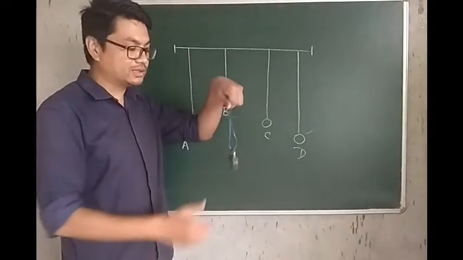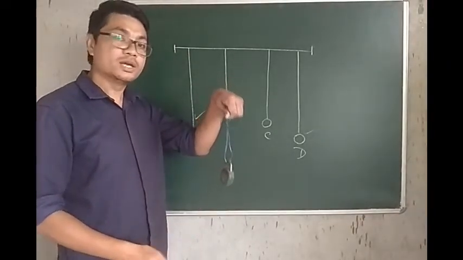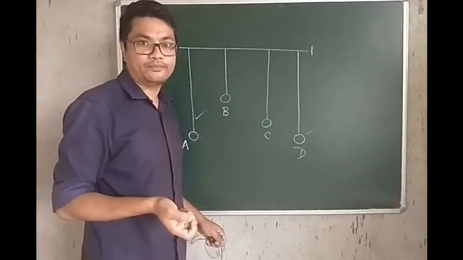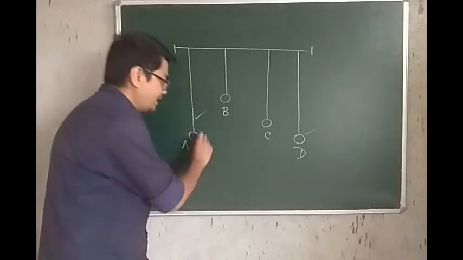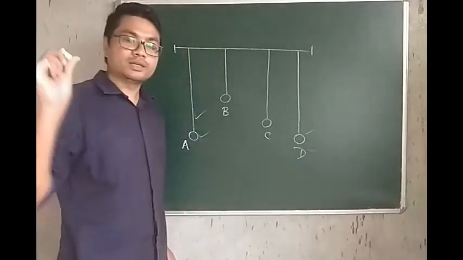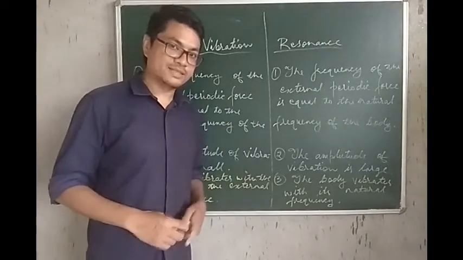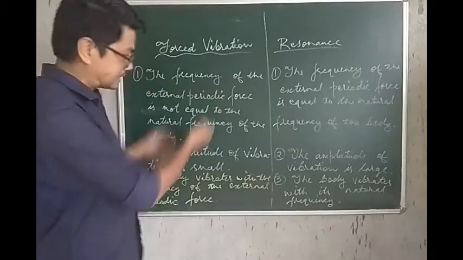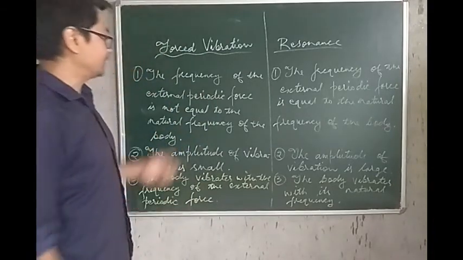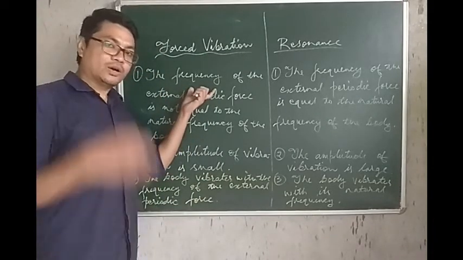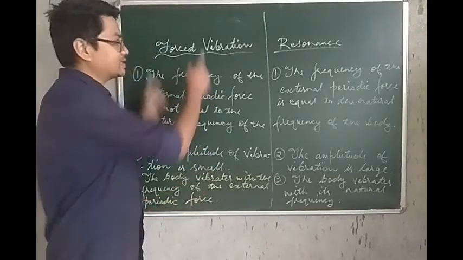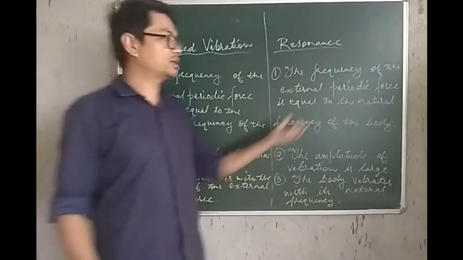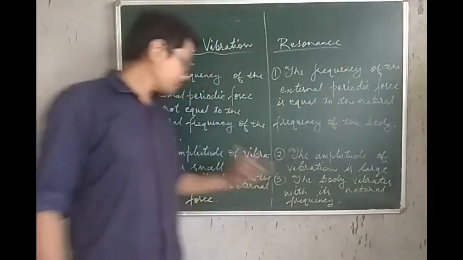They only oscillate like this, very slow oscillations. So B and C are undergoing forced vibration, but A and D are undergoing resonance. So mind you, class 10, if you're asked the differences between forced vibration and resonance, you can give these differences. The frequency of the external periodic force in case of forced vibration does not match the natural frequency of the body, whereas in resonance they match.